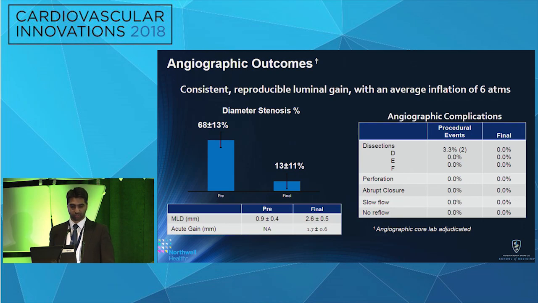The angiographic outcomes in their initial study, as you can see here, the mean luminal diameter pre and final are very significant, and the acute gain is very significant. And you can see here overall, most importantly, the angiographic complication rate is extraordinarily low in terms of no reflow, slow flow, obstruction, and perforation.